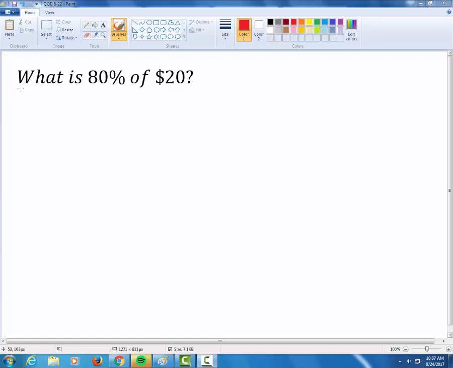Okay, so the problem of the day asks, what is 80% of 20? And again, we've talked about this before, but there are lots of different ways to do percent problems. I can think of at least three off the top of my head. What I'm going to use is what's known as the direct translation method.